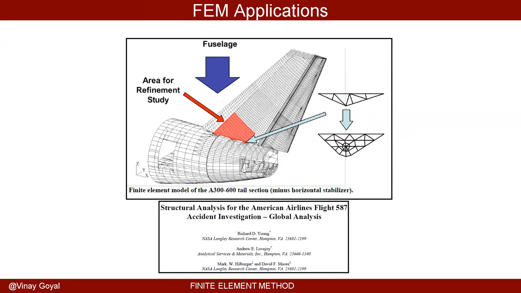Here's a model for the American Airlines Flight 587 accident investigation. And here, what we have is a finite element model that was used in this investigation with a mesh density that's much finer in the area where failure occurred. And that's the beauty of finite elements. You can use a coarse mesh where you don't think you need it, and a finer mesh to increase accuracy in areas where you actually do need it. And I invite you to go ahead and download this paper because you'll learn a lot about how this works.